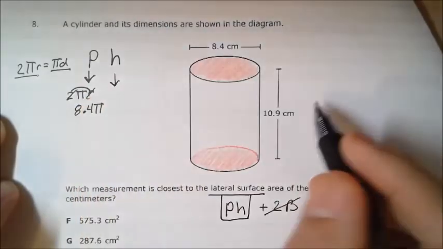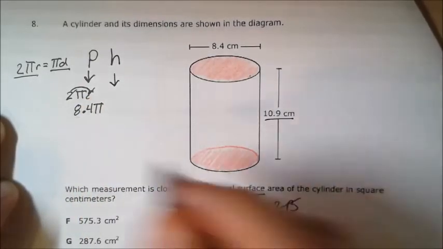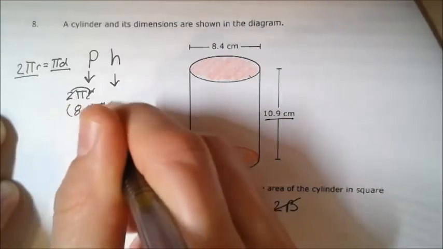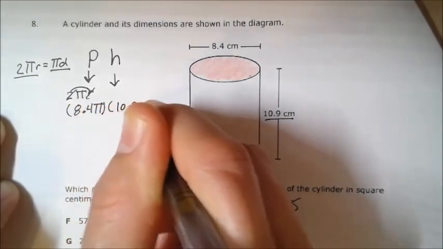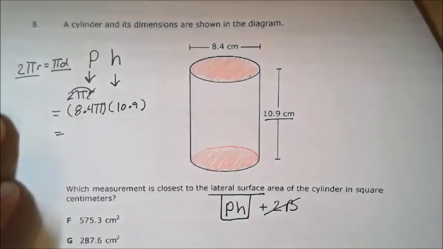Our height is going to be this distance between the two bases, and it's 10.9. So we're going to put this in parentheses and then put 10.9. And let's go ahead and put that in our calculator, and we'll know what our lateral surface area is.